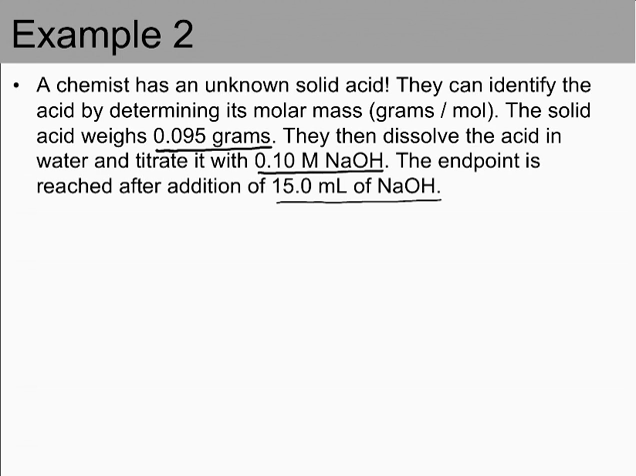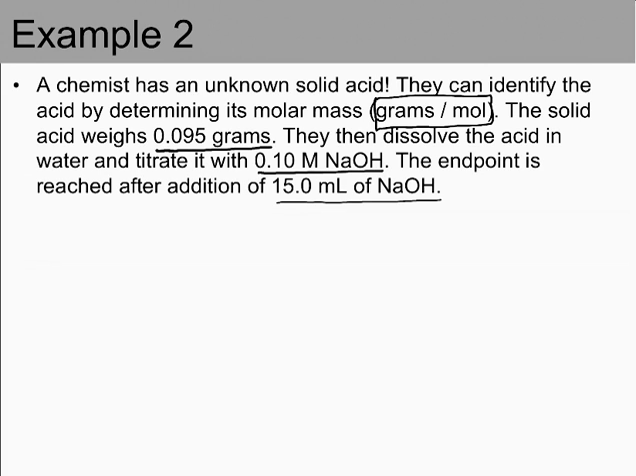All right, so this chemist is trying to figure out what this acid is. I have no clue what it is, but if I perform a titration, I can figure out how many moles of acid I have, and I already have the mass, 0.095 grams, so I can calculate the molar mass of this acid and then look up different molar masses for different acids and match it to one of those.